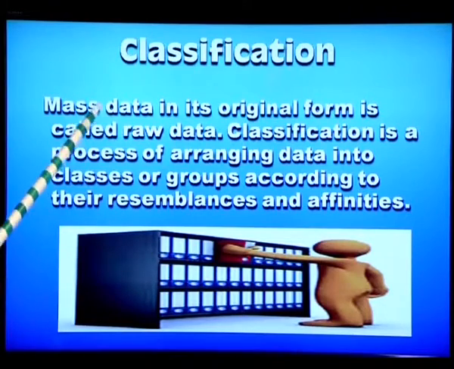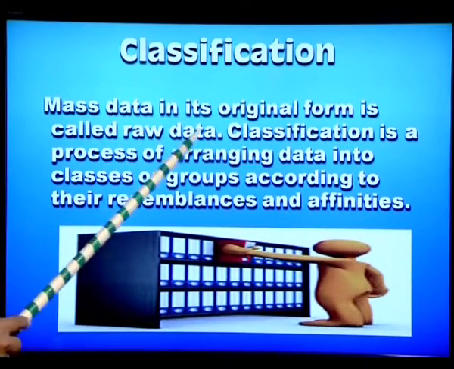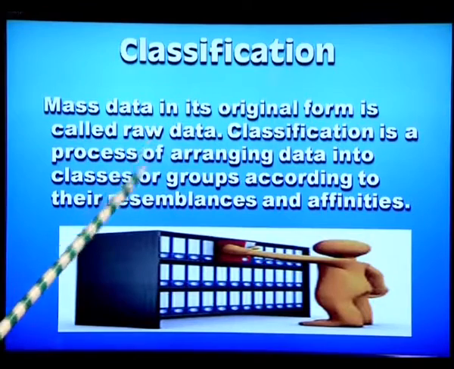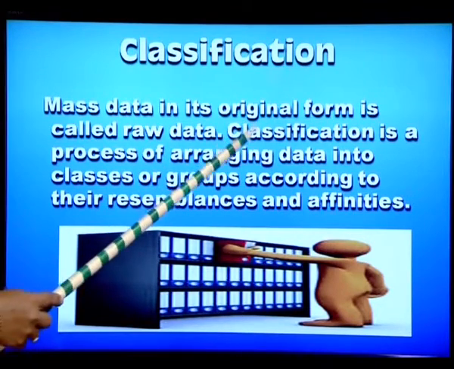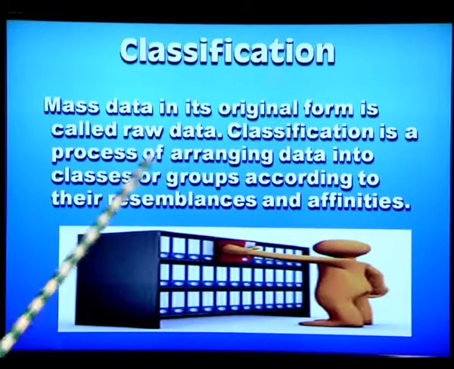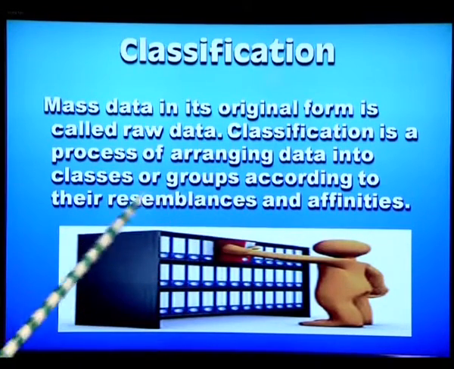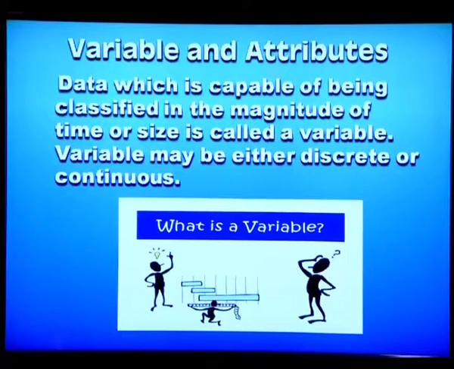As explained, mass data in its original form is called raw data. Classification is a process of arranging data into classes or groups according to their resemblances and affinities. Data which is capable of being classified in the magnitude of time or size is called a variable. Variable may be either discrete or continuous.